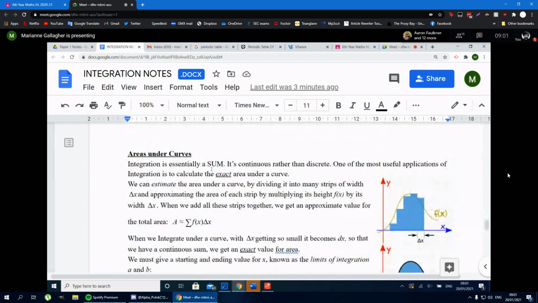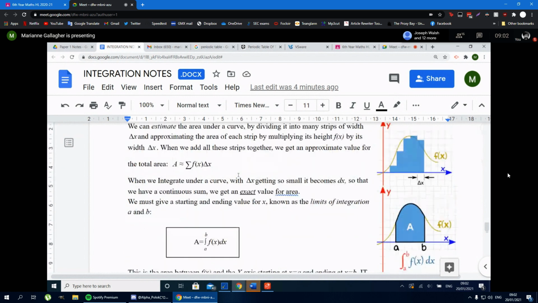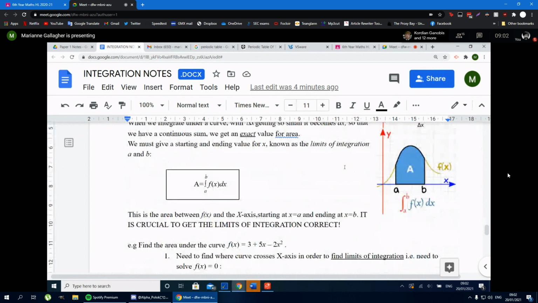Areas under curves. Basically, integration is a sum. It's continuous, okay, rather than discrete. So it's not definite, distinct slices. It's continuous. So see here, this has been put into slices, discrete slices. Discrete just means that you can separate them. So we could use all those rectangles to get an estimate of the area from here to here. But by using integration, we can get the actual area. Okay, so I'm not going to go through that. That's just the theory of how it works.